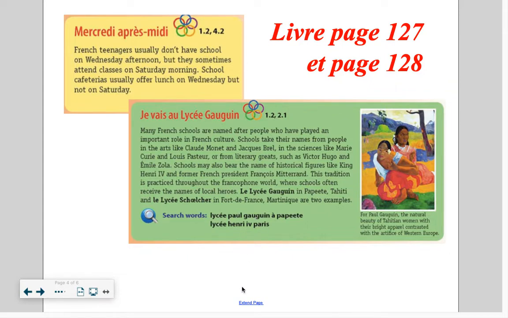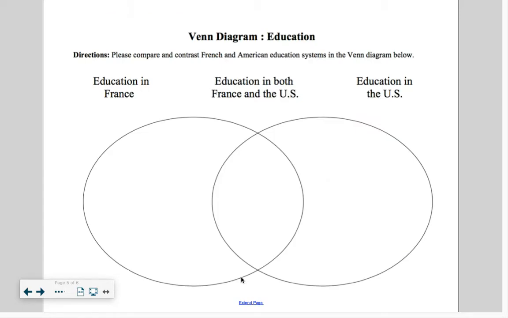After you're done reading all this, so today's lesson shouldn't take you a long time, you're going to fill in the Venn diagram. You're going to compare and contrast French and American school systems using this diagram here. It's also in the PDF. So you're going to fill in this circle on the left talking about the education in France, and this circle on the right talking about education here in the United States and how they are both similar. We are going to talk about it tomorrow again, but today I want you to try this on your own, and that's all you have to do.